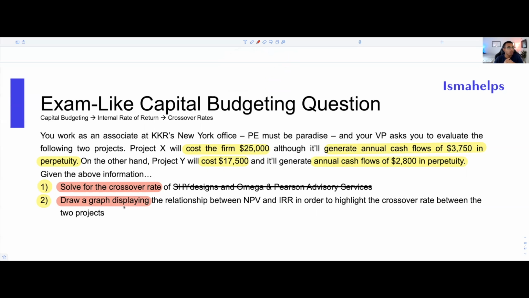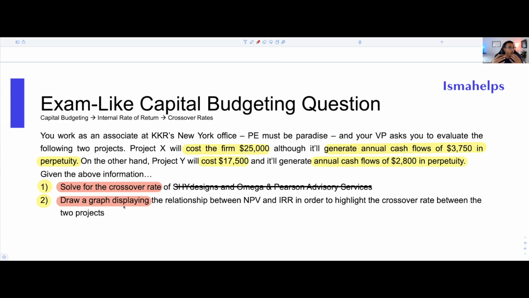With number 1, the first step is to find the crossover rate. Now, how do you find a crossover rate? What is that all about? How do we use the incremental cash flow method to our advantage? Well, we need to take a step back. First and foremost, we have two projects.